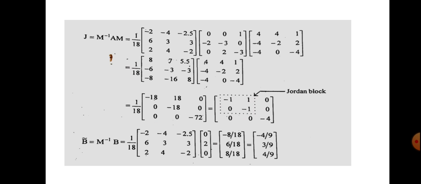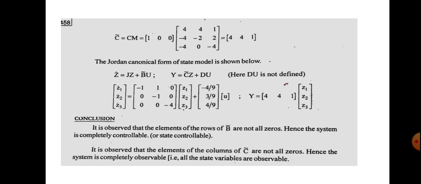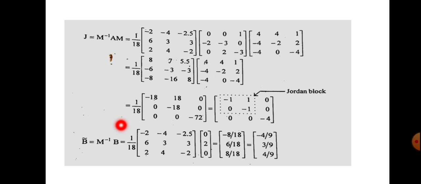Next, we know the form of the canonical Jordan form, that is Z dot equals JZ plus B cap times U. We need to find B cap. What is the value of B cap? B cap equals M inverse B. We have found M inverse, so we can substitute B, and we will get the entries like this.